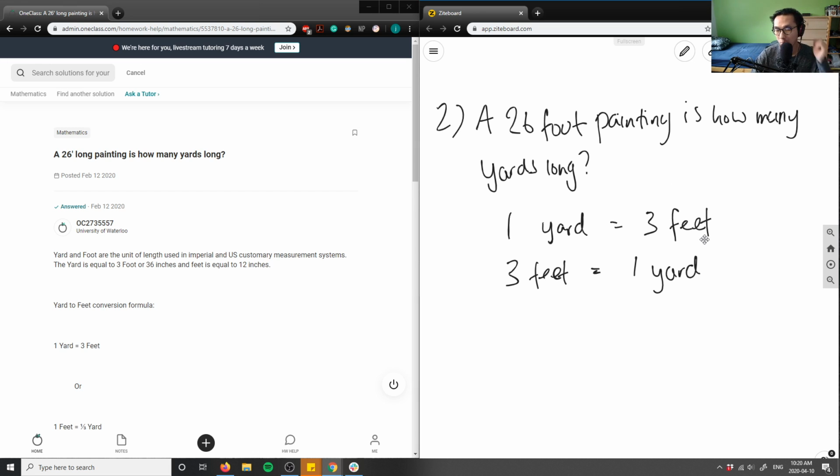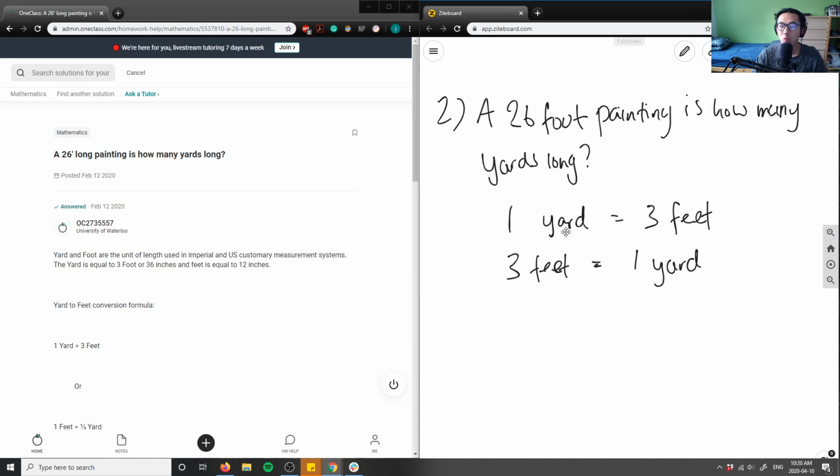Okay. So what we're doing here is we're converting from feet to yards, right? So from feet to yards, what could the conversion be? If I had 1 yard equals 3 feet and 3 feet equals 1 yard, what I could also write here is I could actually divide both sides by 3 to get another conversion here. And I'm going to do this in blue.